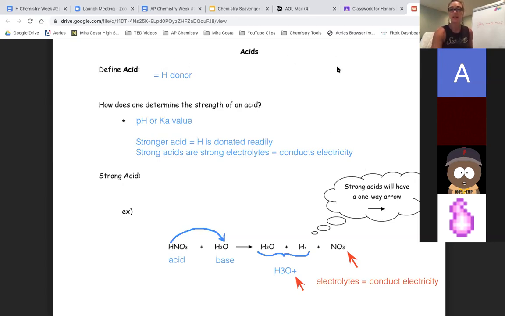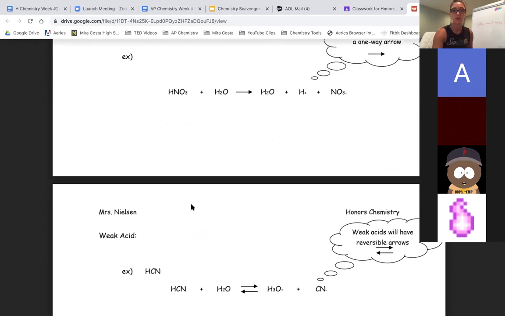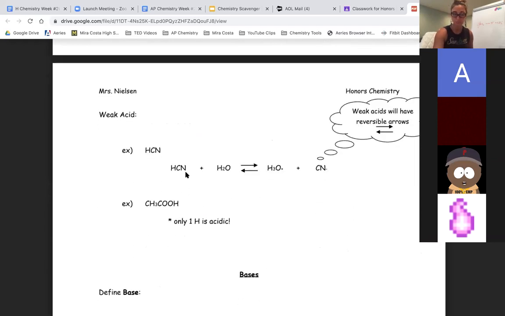All right. In contrast, let's look at what a weak acid looks like. A weak acid means the hydrogen comes off and then it comes back. So it's going to be a reversible reaction. You can see here that with the weak acid, the hydrogen gets donated to the water and it forms hydronium ion and cyanide ion. But then it's reversible. In the reverse reaction, the hydrogen from the hydronium is donated back to the cyanide.